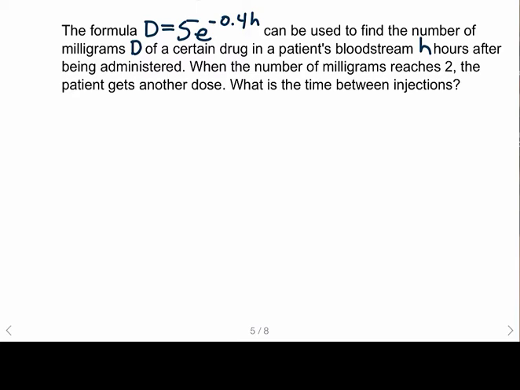Before we get to that, I want to point out that d equals 5 times e to the negative 0.4h has the form A equals P e to the rt. Yep, that one's coming back. So we're using that equation, but here's the deal. We're told that when the number of milligrams reaches 2, then the patient gets another dose. Find the time. In other words, find h.